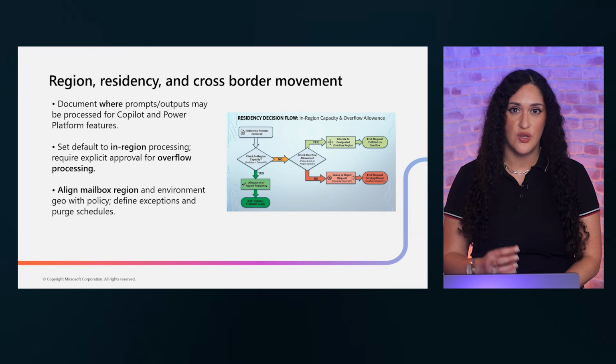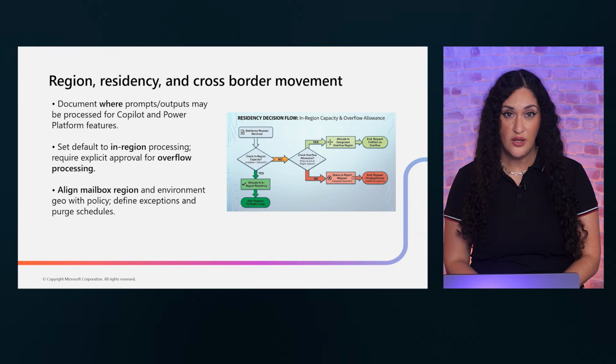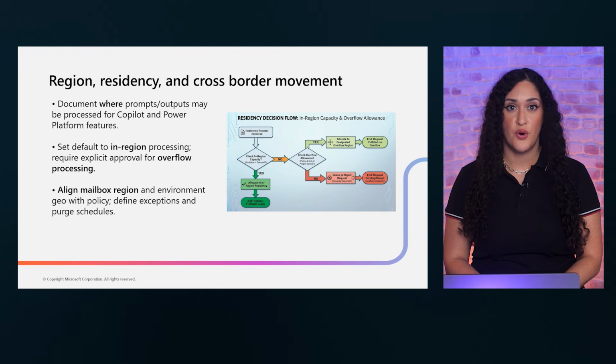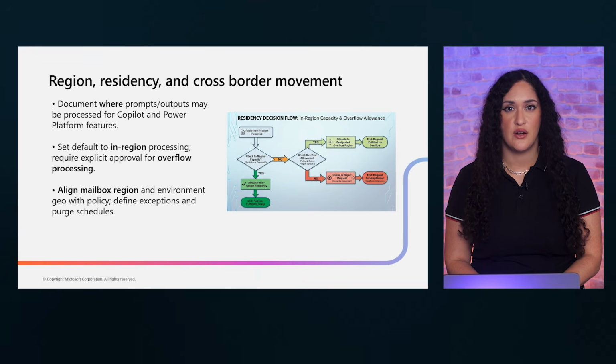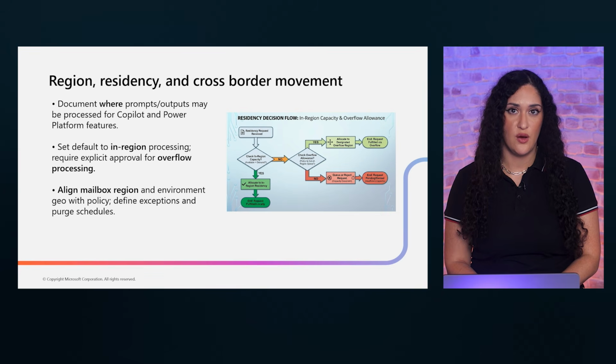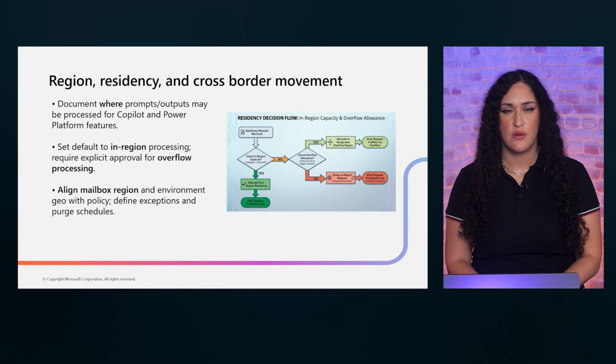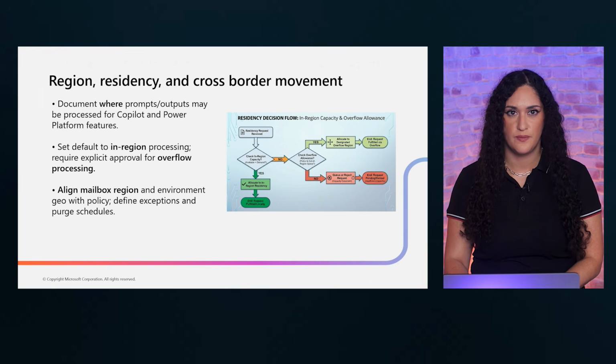Align your mailbox region and environment geography with policy, and define exceptions and purge schedules for any data that crosses boundaries. Use the residency decision tree shown here to guide decisions based on capacity, availability, and overflow allowance. Always default to the most restrictive setting and relax only with documented approval.